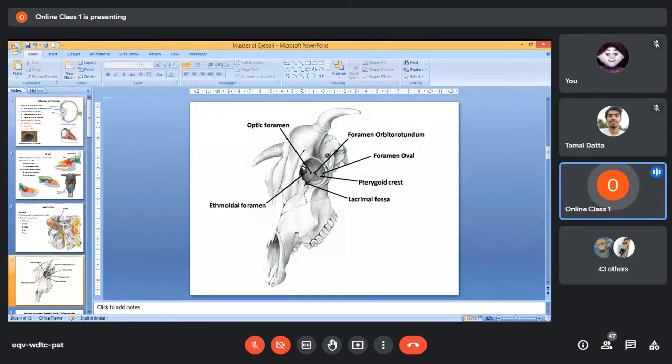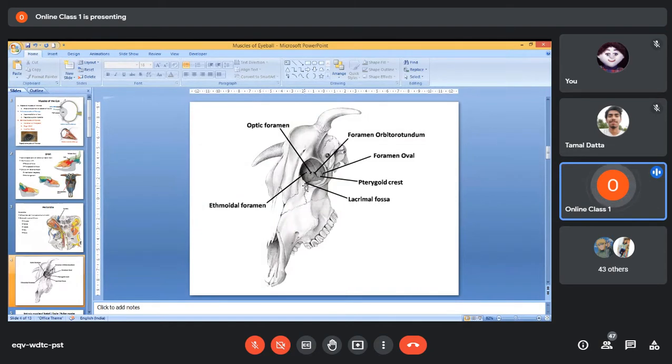To locate the various structures, first we have to locate the pterygoid crest. What you see here is the pterygoid crest. Behind the pterygoid crest, you will have the foramen ovale. In front of that, you will have the foramen orbitorotundum. In front of that, you will have the optic foramen. And in front of the optic foramen, you will have the ethmoidal foramen.